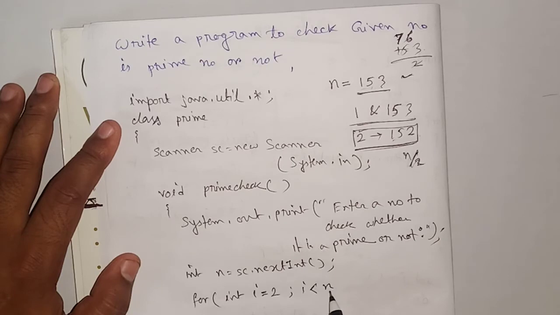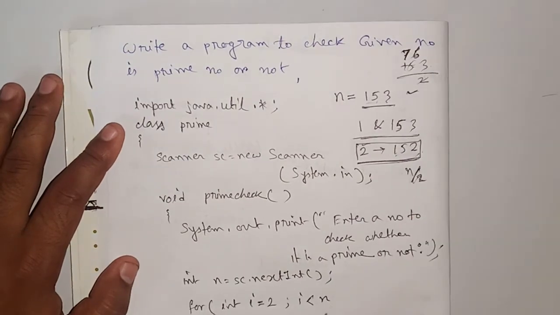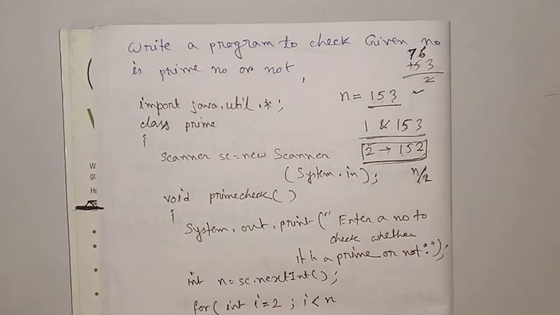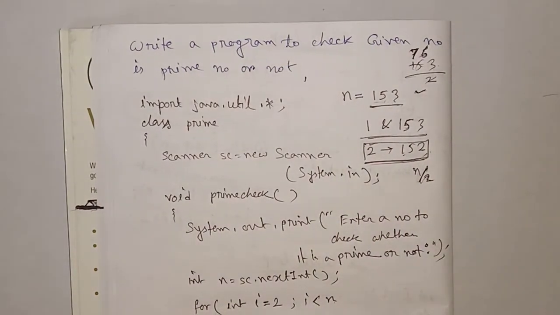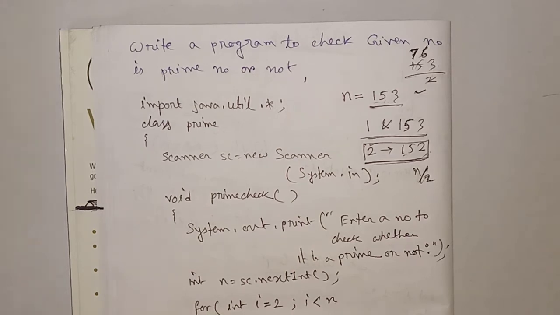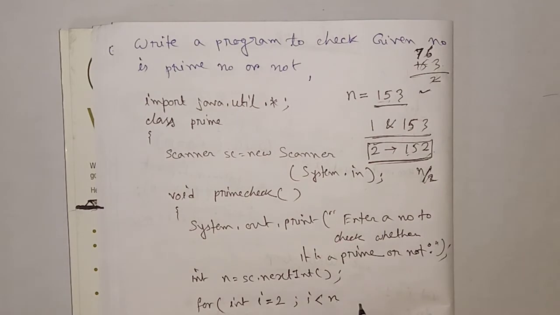If you write n, it will check up to this number. If you write n by 2, it checks up to 76, half of your input. Because suppose you are using 9, it's not possible to divide 9 by more than 4. Below 4 is possible, but above 4 is not possible. So more than half the value cannot divide any number. You can use n or n by 2, it is your choice.